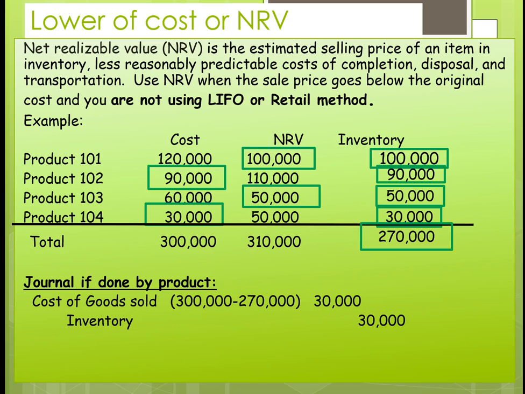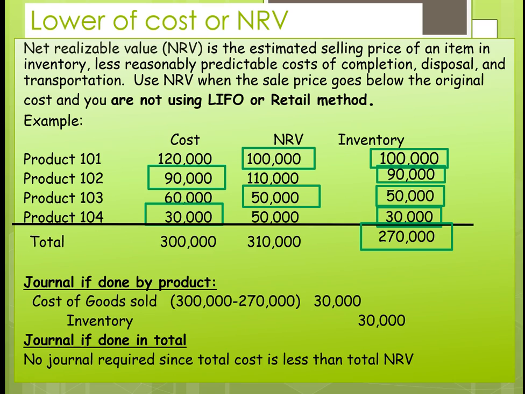Now another way you can apply this method is by just taking our total cost and comparing it to the total value of the inventory based on this comparison. And in that case, since net realizable value is higher, we would do no journal entry. So that's the difference between those two. And remember, for net realizable value, you can do it by line item, by product category, or by total inventory. Now we're going to look at the other method.